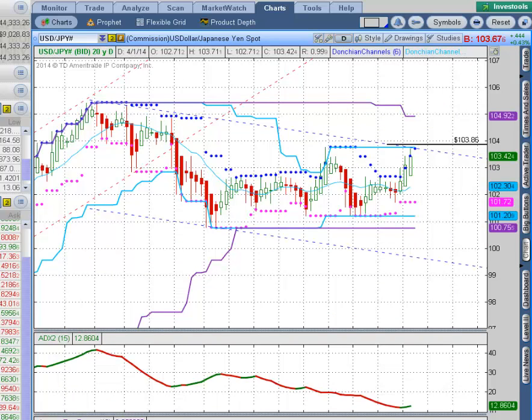I did find one other Forex pair of interest today, and that's the US dollar yen. It's approaching the 21-day Donchian channel. A break of it would mean an entry at 103.86.